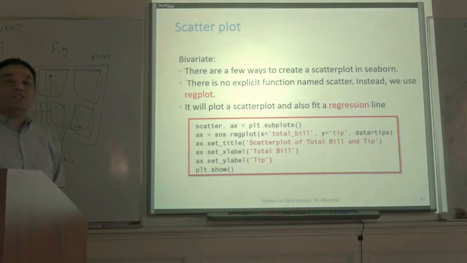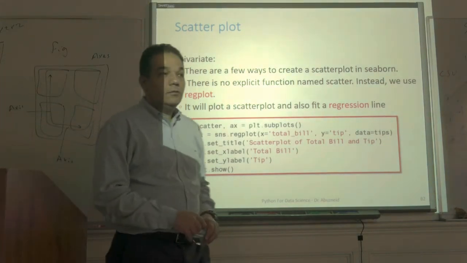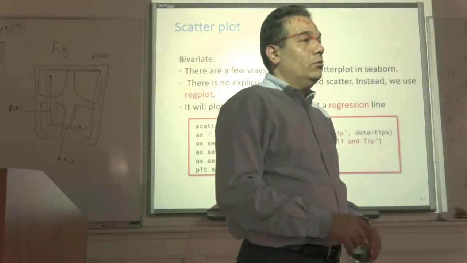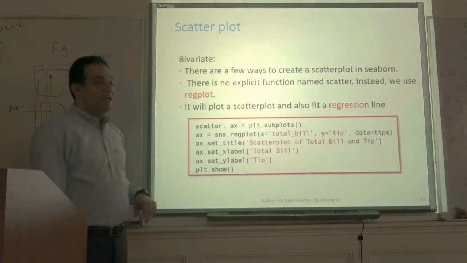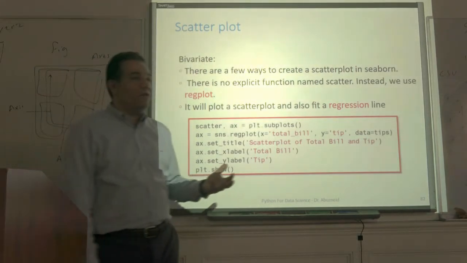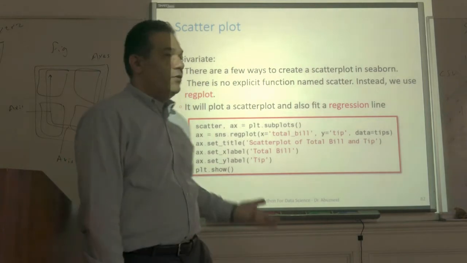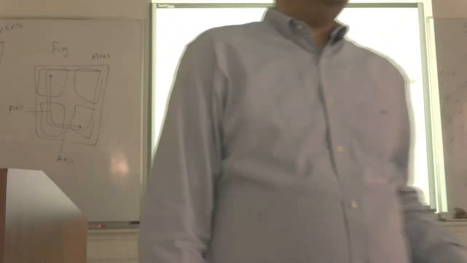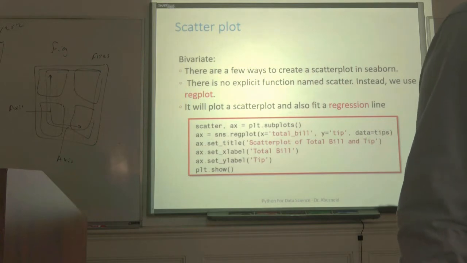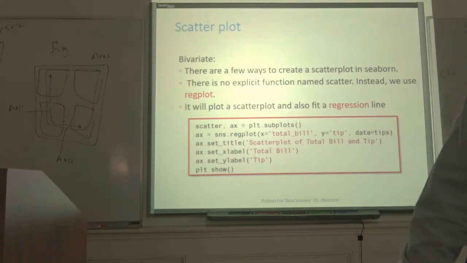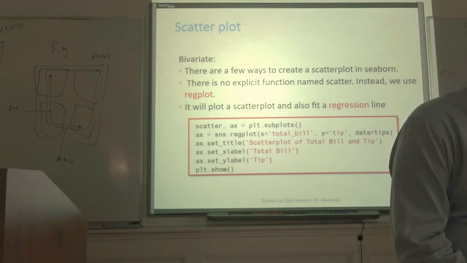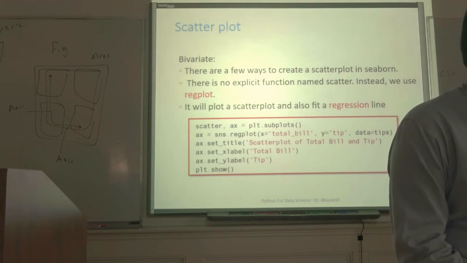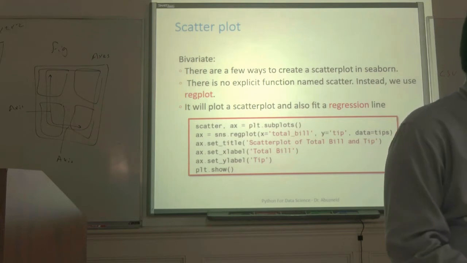Can we do a scatter plot in Seaborn? Of course we can. Is a scatter plot univariate or bivariate? Bi or uni? Just read the slide. It's bivariate, right? It has two variables.